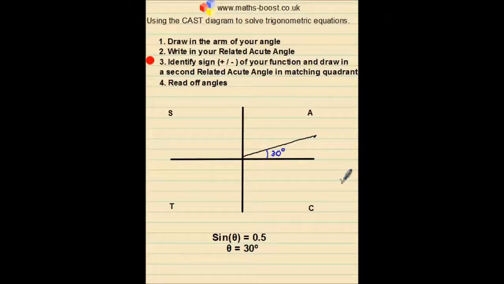Step 3, identify the sign, positive or negative, of your function. So we have sine, and we know sine in this quadrant would be positive because all functions are positive. We find the matching quadrant where sine is also positive, and that's here. And we draw in a second related acute angle of 30 degrees in this matching quadrant.